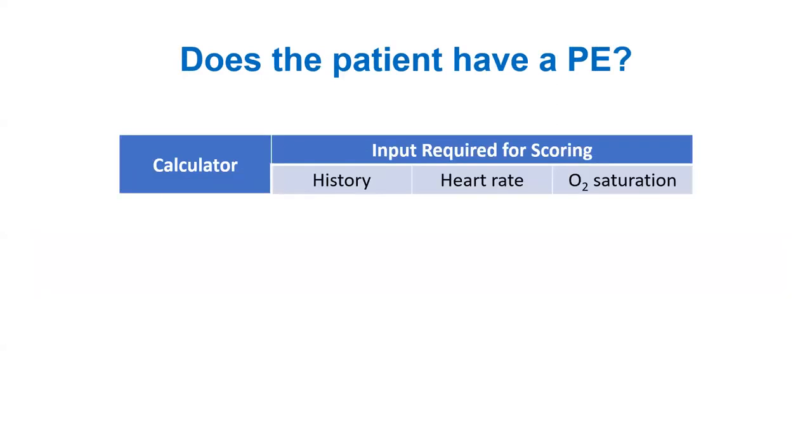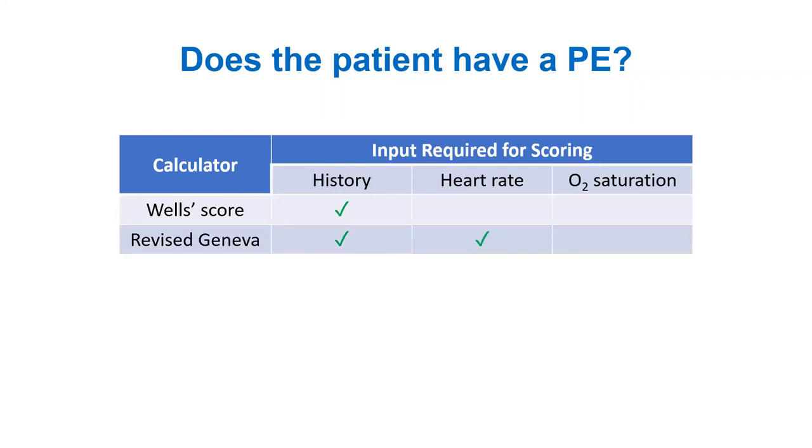So let's actually go over the inputs required for scoring. The first one is, does the patient have a PE? If you look at the Wells score, it's actually all history. Maybe there's a little bit of heart rate in there too. Revised Geneva uses history and heart rate. The PERC uses history, heart rate, and O2 sat.